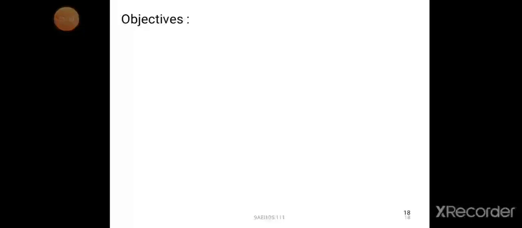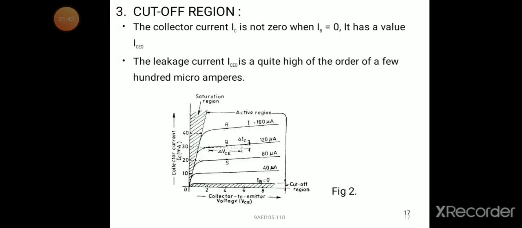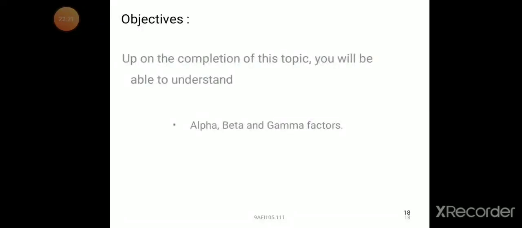So these are the characteristics of the common emitter configuration. We discussed the input characteristics and output characteristics, input resistance and output resistance. Input resistance is moderately high, output resistance is moderately high. The input resistance is somewhat low compared to the common base, and we have the regions: active region, cutoff region, and saturation region. Next we try to discuss another topic: alpha, beta, gamma factors.